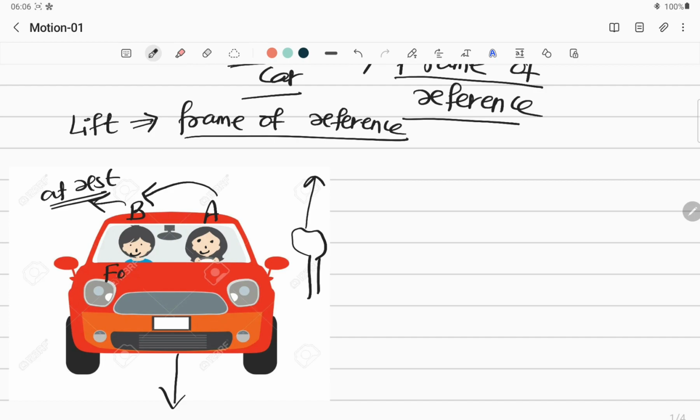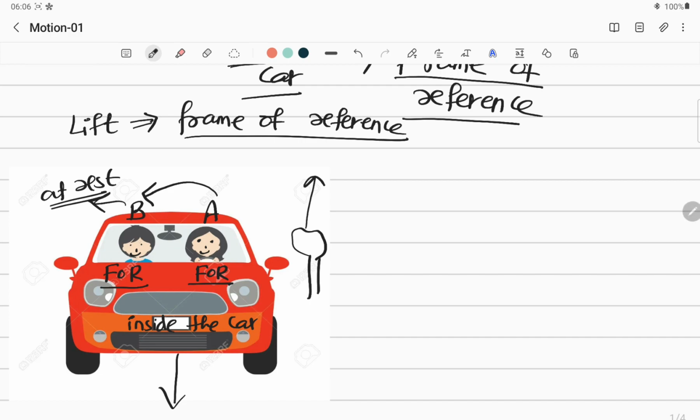Here also the frame of reference is the same. Both are having the frame of reference inside the car. They are sitting inside the car, no? So both are having the same frame of reference. That's why they feel like they are at rest.